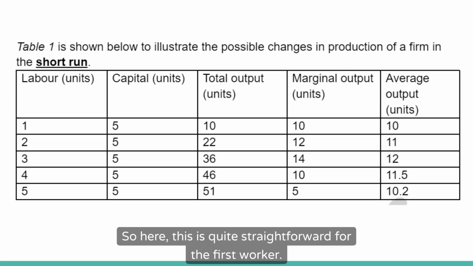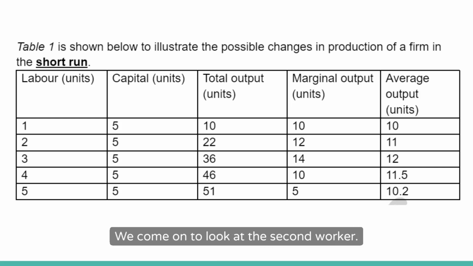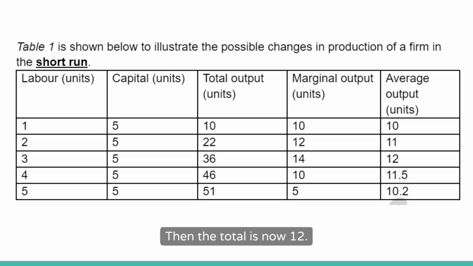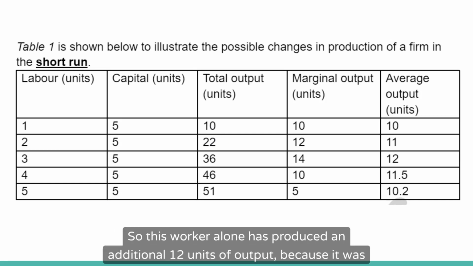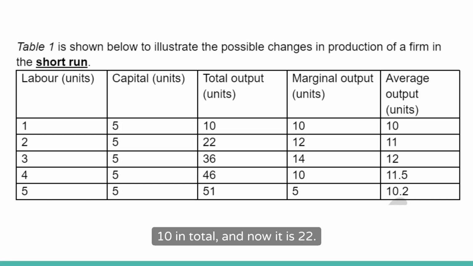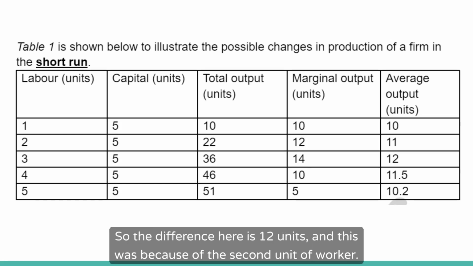So here, this is quite straightforward for the first worker. We come on to look at the second worker, right? So when we have the second worker, the total is now 22. So previously it was 10 and it is now 22. So this worker alone has produced an additional 12 units of output, right? Because it was 10 in total and now it is 22. So the difference here is 12 units, and this was because of the second unit of worker, right?